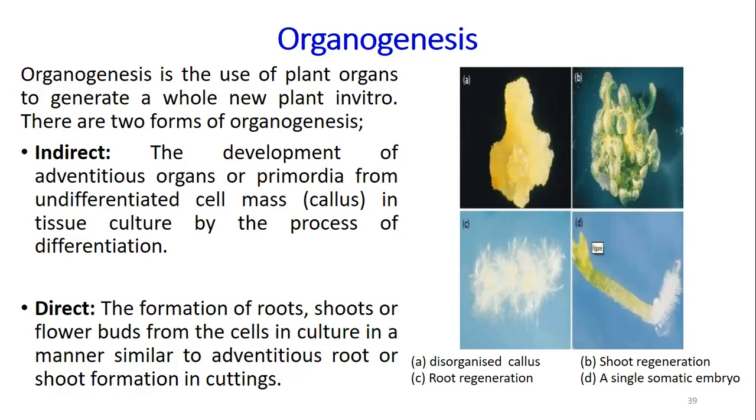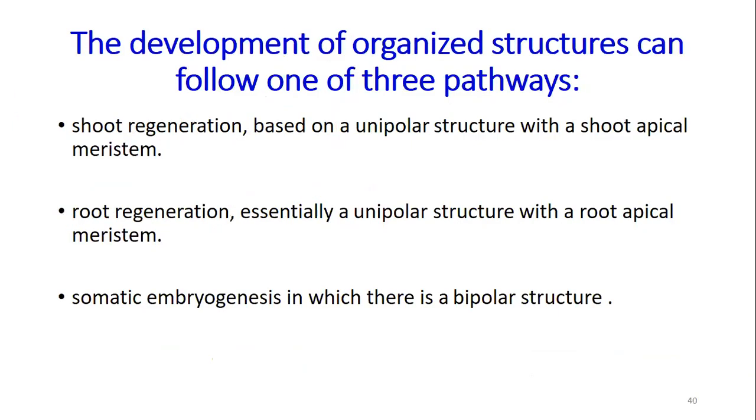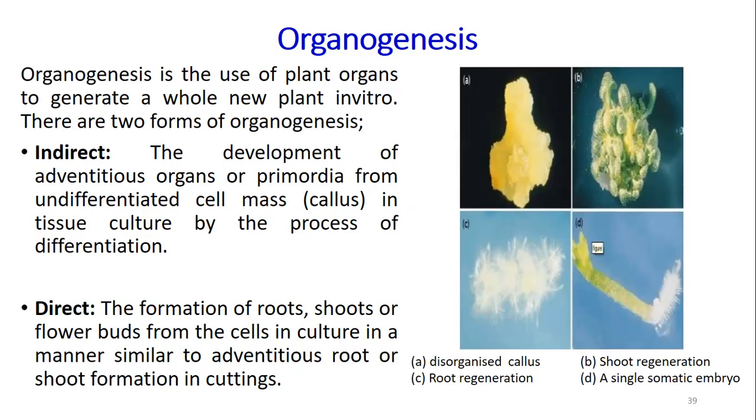And I've already mentioned we have the indirect and the direct. The indirect is the development of adventitious organs or primordia from an undifferentiated cell mass, which we know is called callus, in tissue culture by a process of differentiation. So once the callus is undifferentiated, it has to go through differentiation to be able to form the different organs that we require to form the whole new plant. Okay, and that process is called indirect organogenesis. For direct organogenesis, you are able to form the different organs of the plant from the cells in the culture.